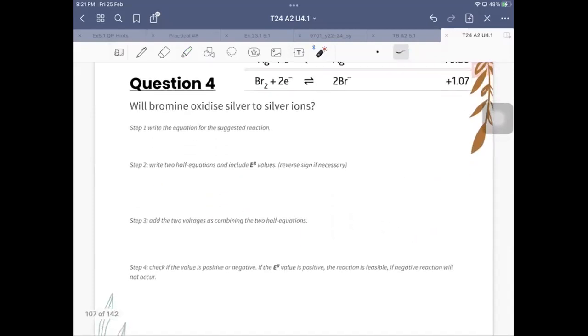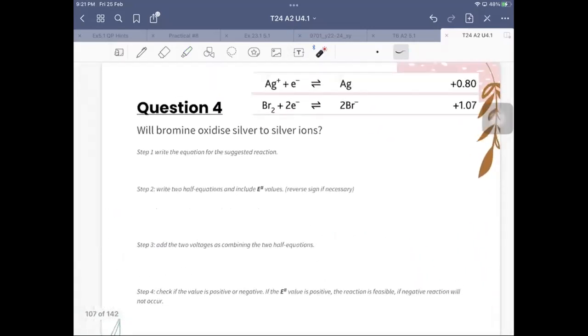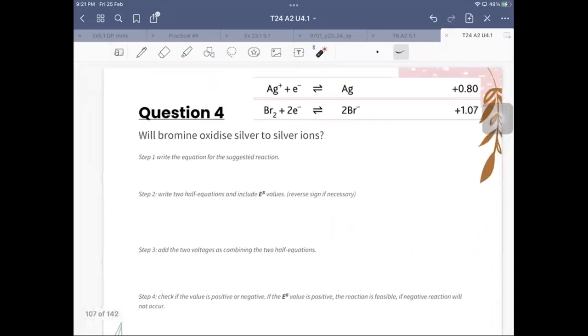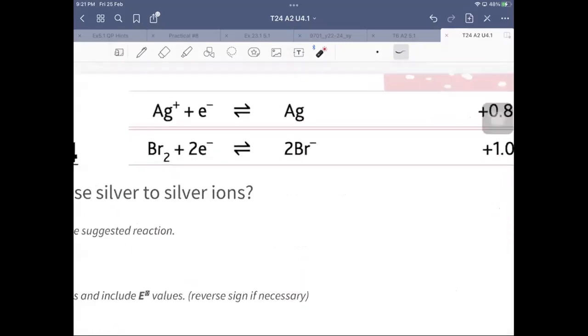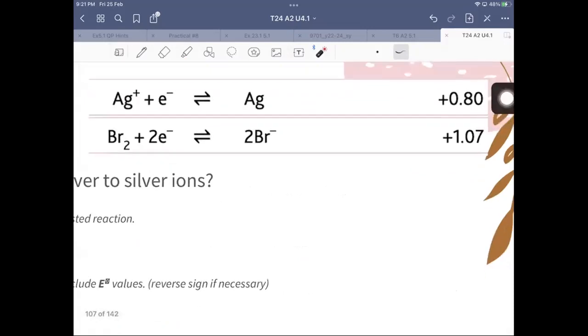Okay, we will do one question before we go. Will bromine oxidize silver to silver ions? Now here are the steps that are not provided to you in the exam, but they are good steps or guidelines for you in practice. Before I go through the steps, I would like to do this quickly first. I am going to use the strong oxidizing agent and strong reducing agent method.